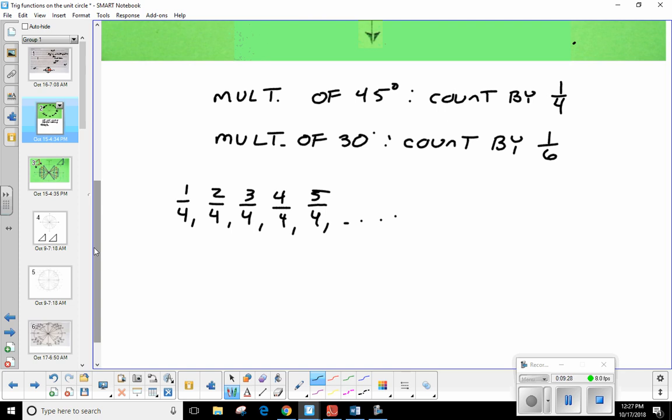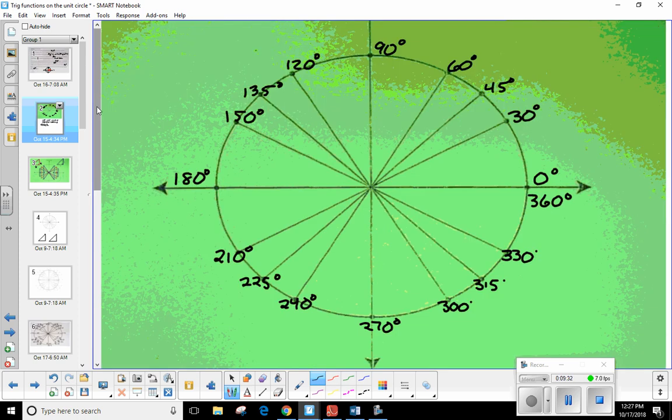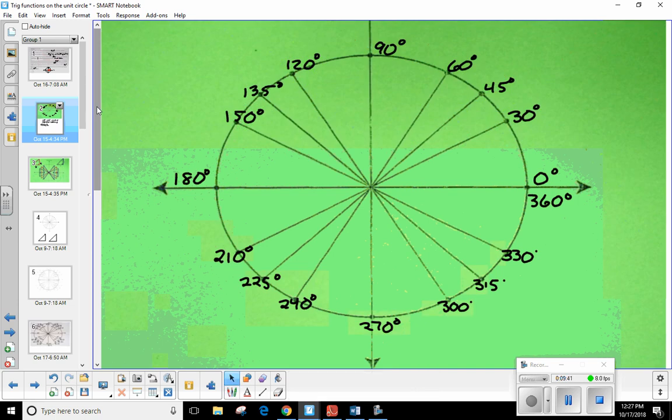Okay. Well, let's go back up to the unit circle. Help me identify what are all the angles that'll be a multiple of 45. Okay, so 90 is one of them.